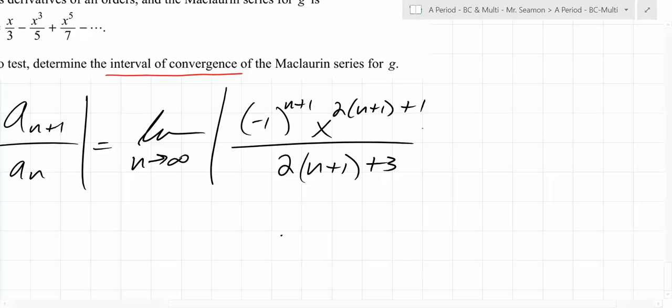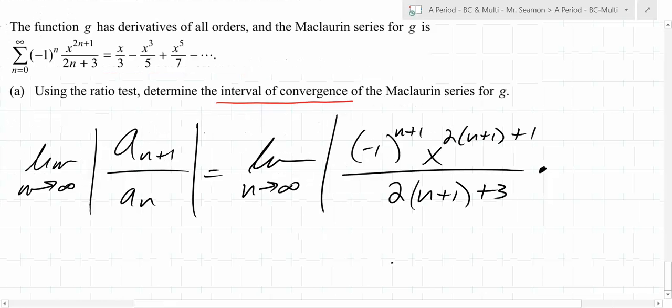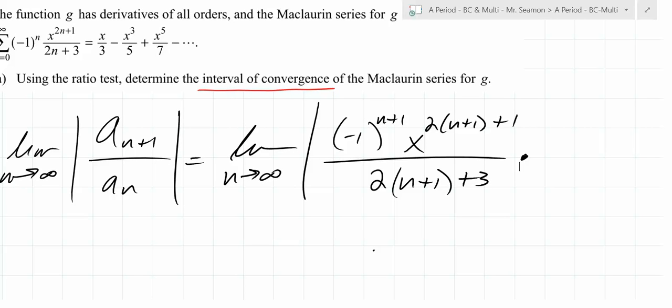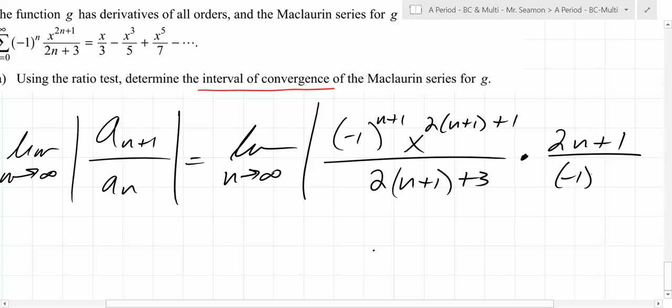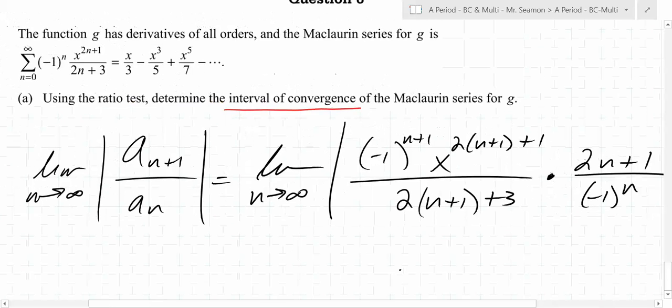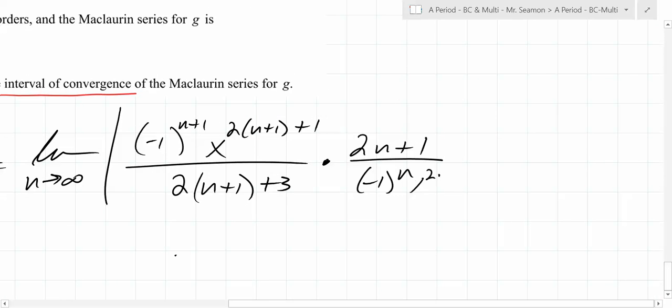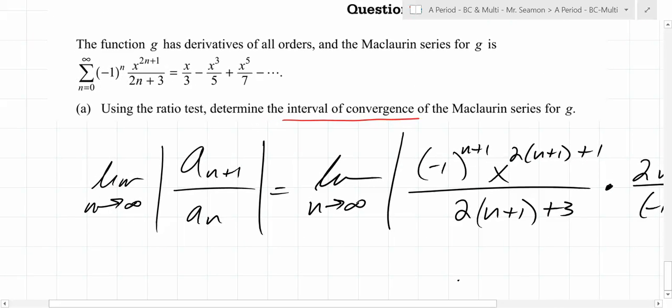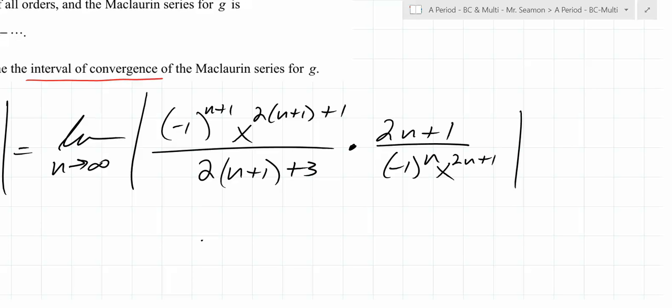Yeah. And I'm just going to skip a step here, and instead of doing the division, I'm going to multiply by the reciprocal of the original. Right? Is that okay? Yeah. I guess so, Mr. Seamon. Negative 1 to the n. And what is it? X to the what? 2n plus 1. Is that okay? Yeah. Plus 3. Is there a plus 3 in there? 2n plus 3, not 2n plus 1. 2n plus 3 on the top here. That is quite important. You're right.